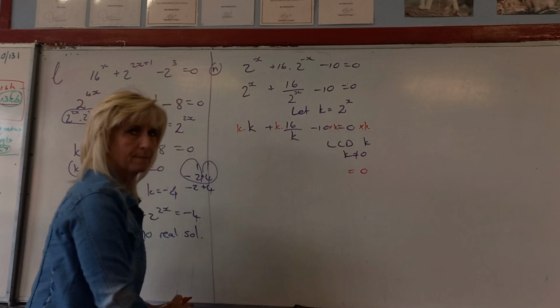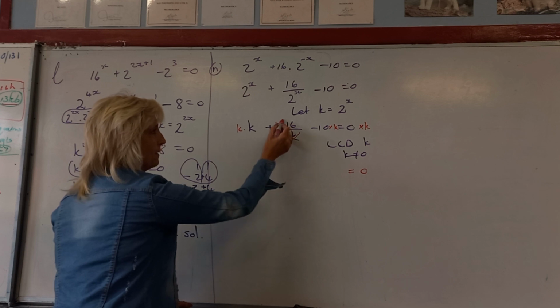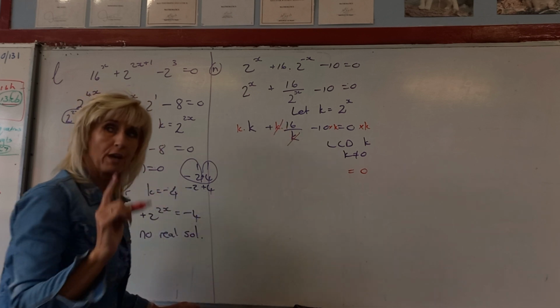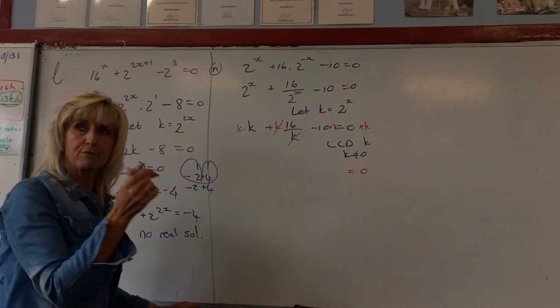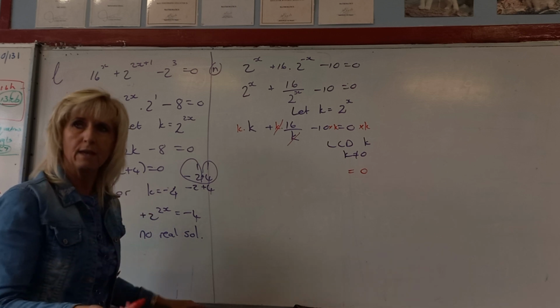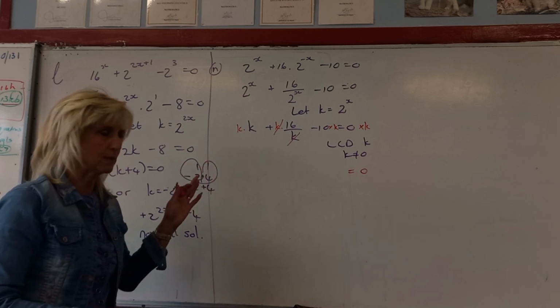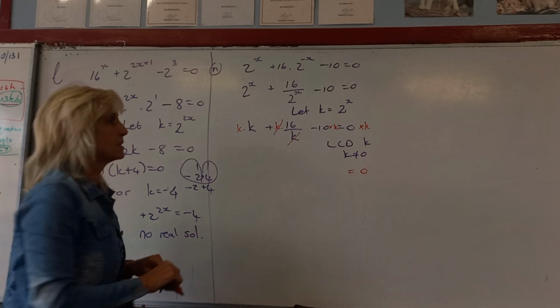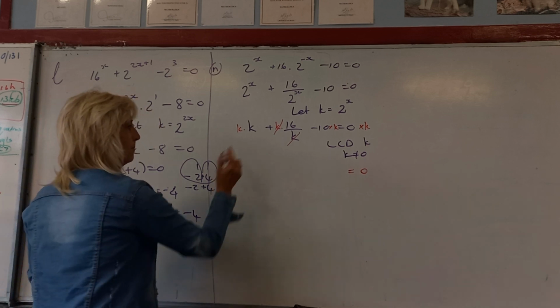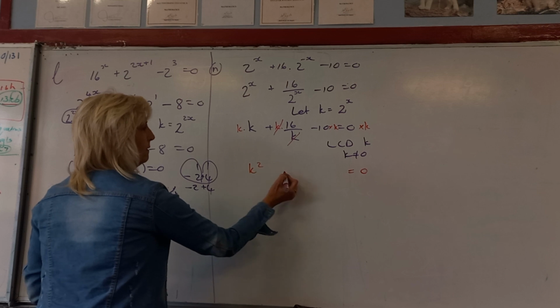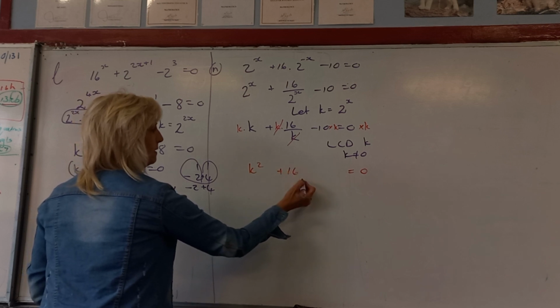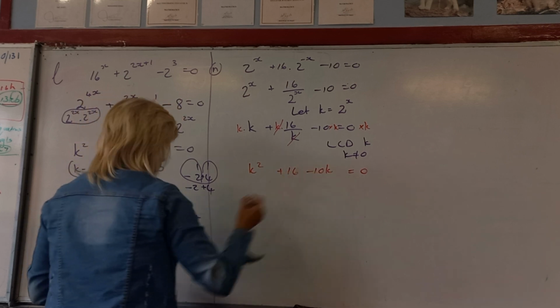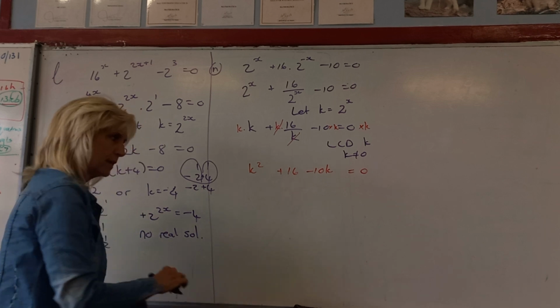What's the purpose? So that there's no more fractions. If there's fractions, why do we get LCD? After doing LCD, there must be no more fractions. That's why you do LCD. So what happened to the sum? It became k squared plus 16 minus 10k, which is a quadratic trinomial.